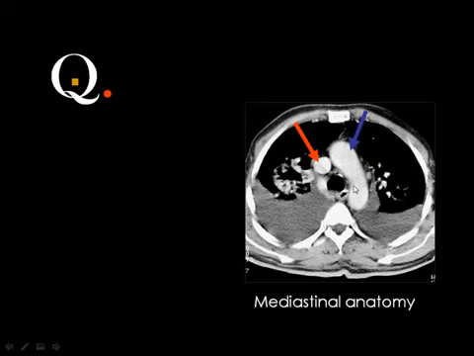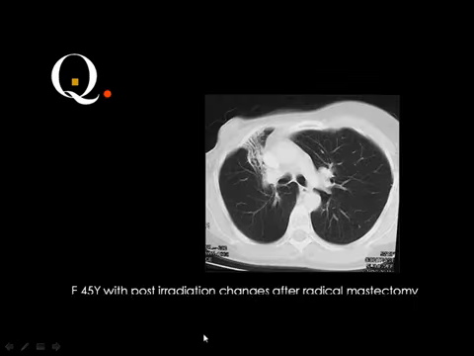Then, do you remember the name of this? This is the banana, the arch of the aorta. And this one? Yes, this is the superior vena cava. And this patient had radical mastectomy on the right side with irradiation followed by fibrosis. Where is this fibrosis? This is the right side, right upper lobe. Because the trachea is divided, this is the upper lobe and this is the lower lobe.